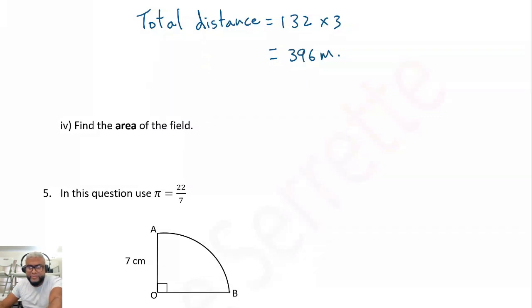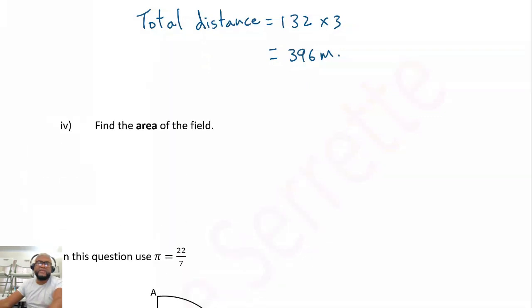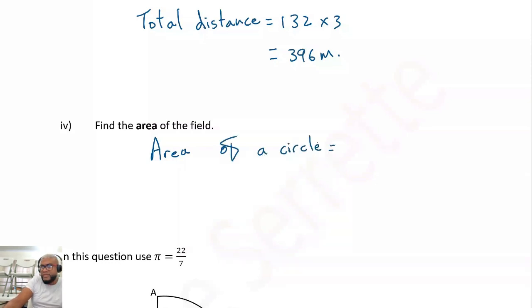So we want to find the area now. Let's find the area of the field. What is the formula for the area of a circle, Kimani? Pi r squared. Pi r squared, right?